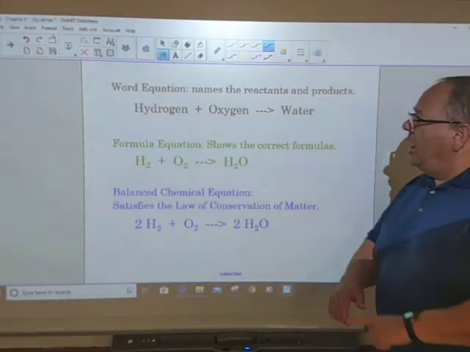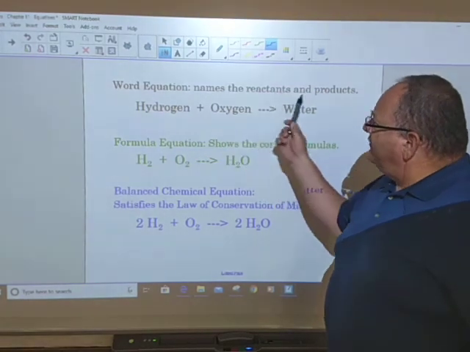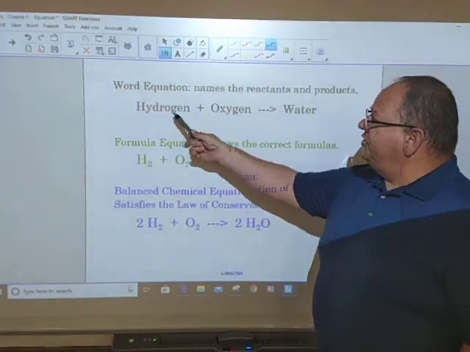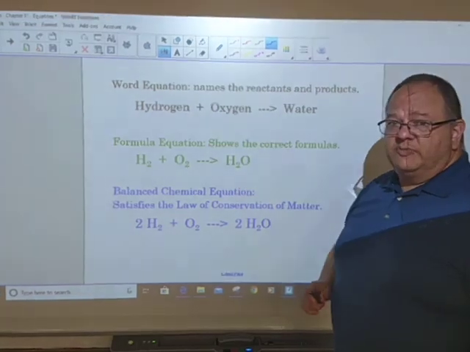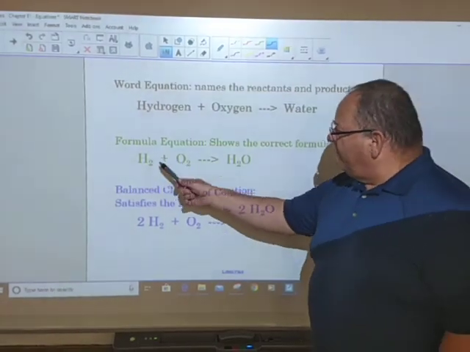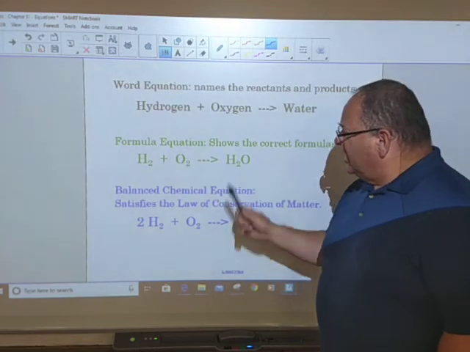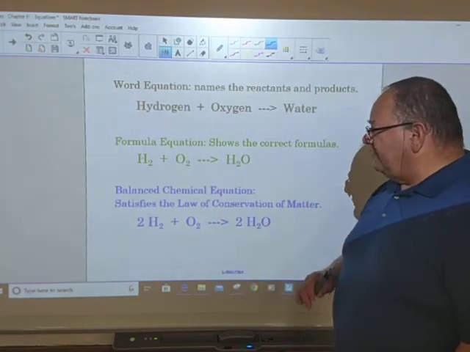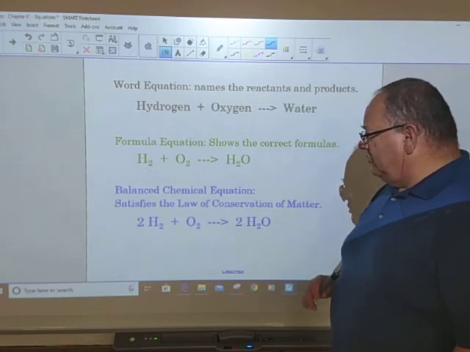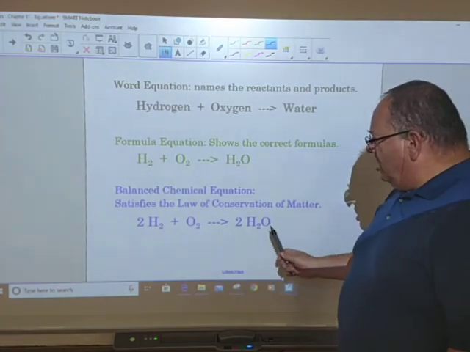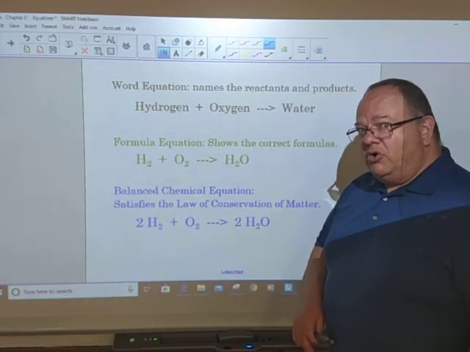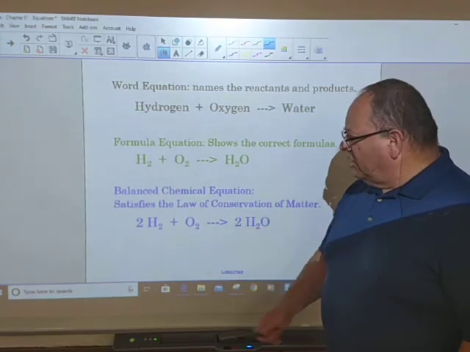All right. I started with a sentence. We might do a word equation where we just give all the names, but we use some other symbols. We could get a formula equation that shows the correct formulas, but see, that's not balanced yet. So what we're really after is a balanced chemical equation where we show all the symbols and formulas and there's no gain or loss of atoms anywhere along the way.